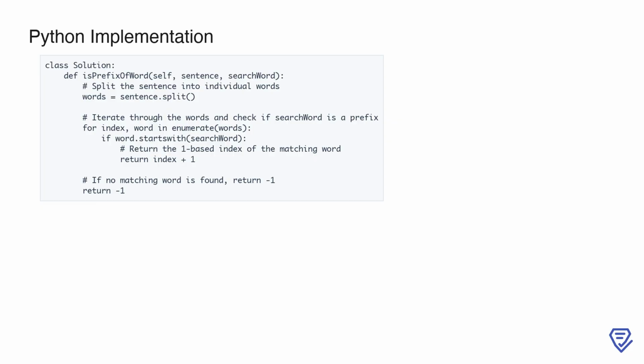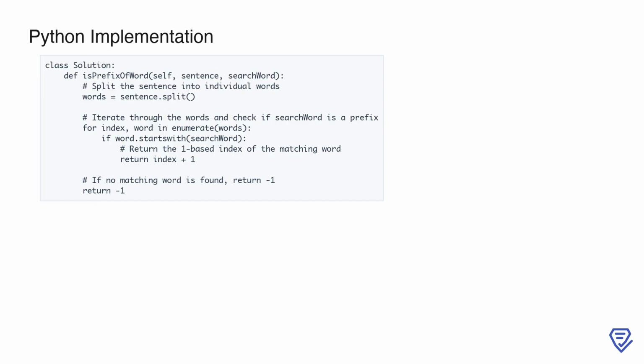First, we use the split method on the sentence, which breaks it into a list of words. This allows us to process each word individually. For example, if the sentence is "I love LeetCode", the split method returns the list [I, love, LeetCode]. Next, we use a for loop to iterate over the words in the list. The enumerate function is used to get both the index and the word at the same time.